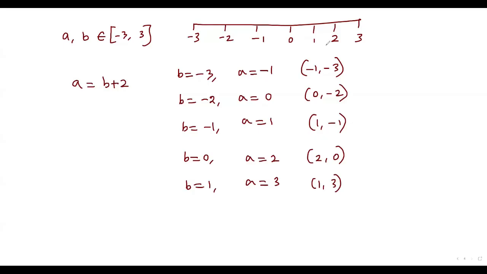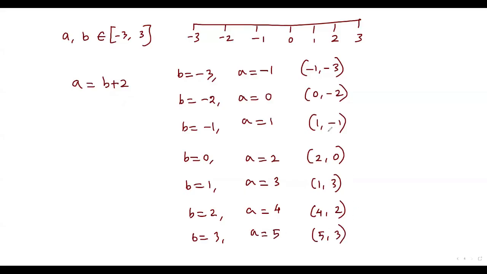And now let me take the next value 2 for b. So b equals 2. Then we get a equals 2 positive 2 is 4. Then we get 4 comma 2. The value of a is 4 and the value of b is 2. Let me take the last value of b, that is b equals 3. When I take b equals 3, I'm getting a equals 3 plus 2 is 5. Then I'm getting 5 comma 3.